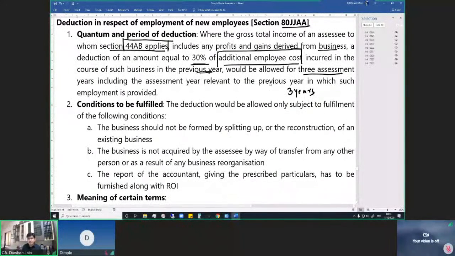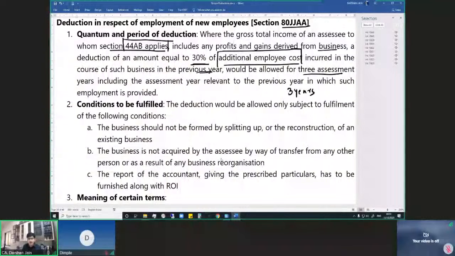The deduction would be allowable only subject to the fulfillment of the following conditions. The business should not be formed by splitting up or reconstruction of an existing business. So you are not to just split up the existing business and, into the new business, claim that I have generated new employment. That is not the intention. The intention is to create real employment opportunities.